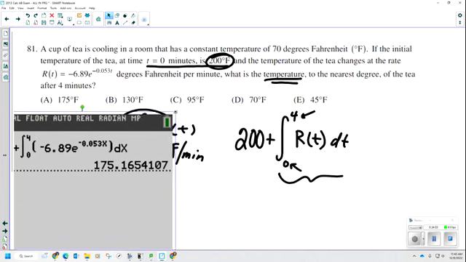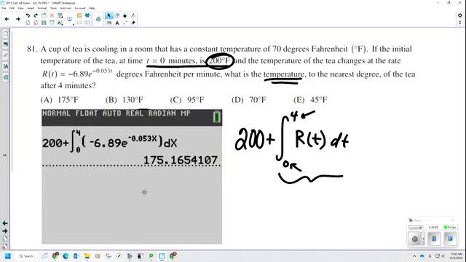There you go. I'll put that right here. 175. So they said, what is the temperature to the nearest degree? Whole number. That's just 175 degrees. Choice A. Man, you really don't get to use the calculator too much for these things. But the problems like this where you can just bang them out, man, it's nice.